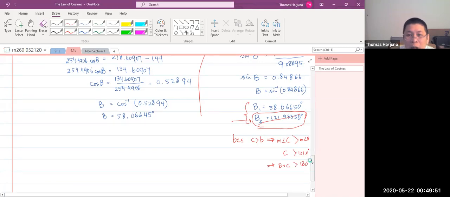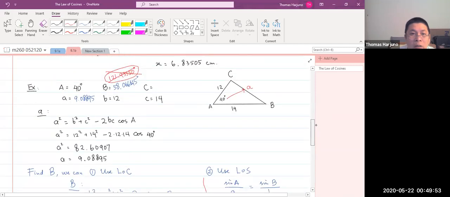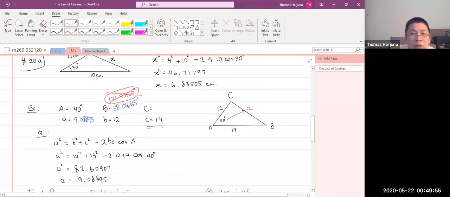If you look back, side C is longer, right? So if angle B is 121, then angle C will be more than 121 though. It will be 130 something, let's say, right? But if it is 130 something, then the sum of these two angles is already more than 180. That's where you get the contradiction.